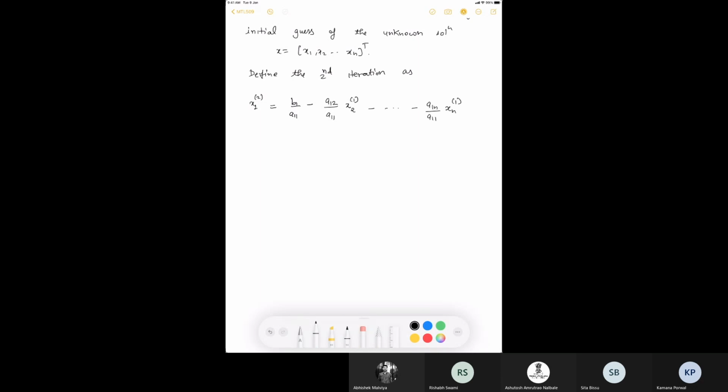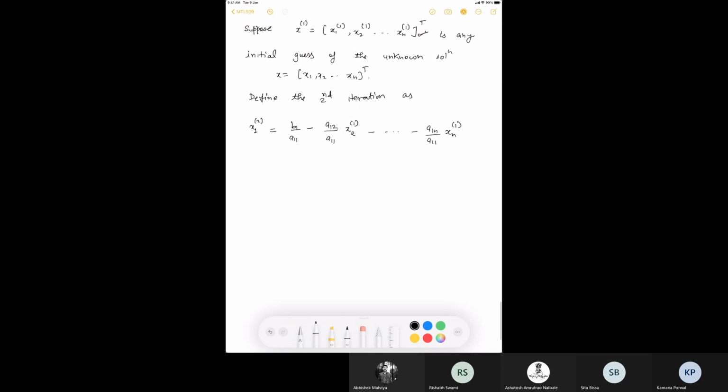xn,1. Okay, so in the right hand side, you see that I have used all the xi's which are present, I've used the initial guess for them, right? So likewise, we can compute all the components of the second iterate.